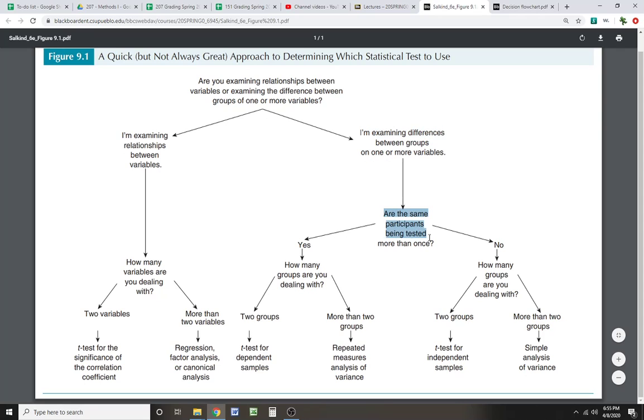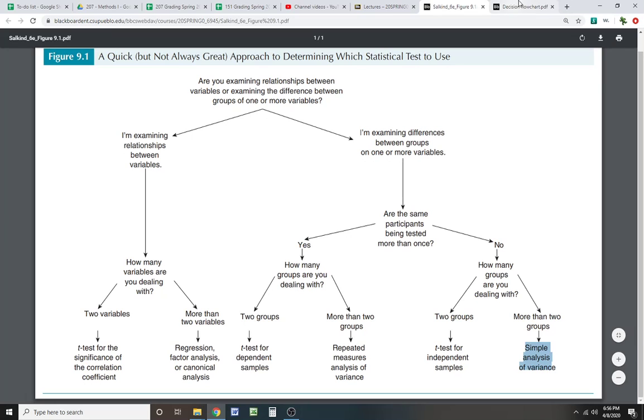Okay. Then it asks you, are the participants being tested more than once? If they are, then it asks you how many groups you're dealing with. If it's 2 groups, it's a dependent t-test. If it's more than 2 groups, it's a repeated measures ANOVA. Okay. Back up here, are the same participants being tested more than once? If it's a no, then again it asks you how many groups. If it's 2, it's an independent t-test. If it's more than 2, it's a simple ANOVA or a one-way ANOVA.